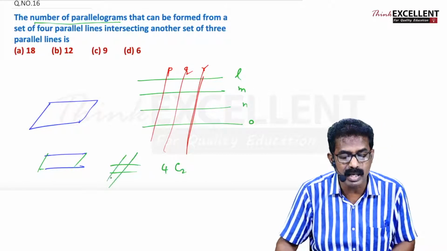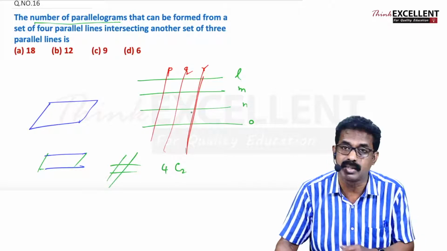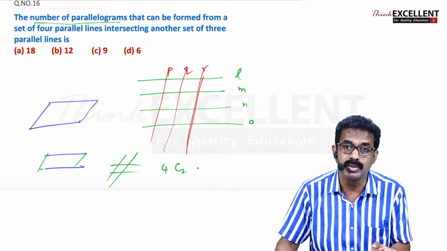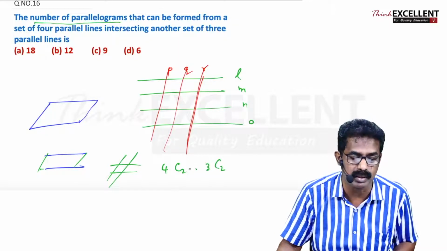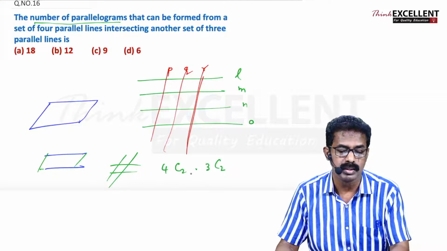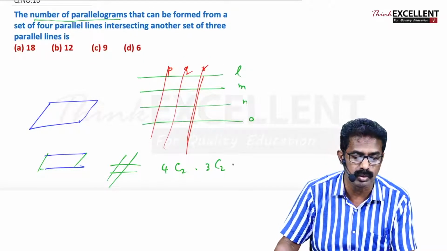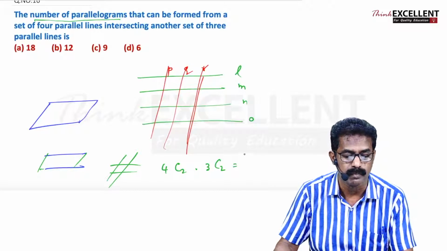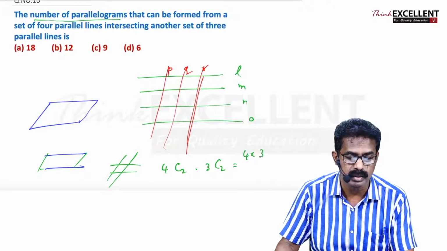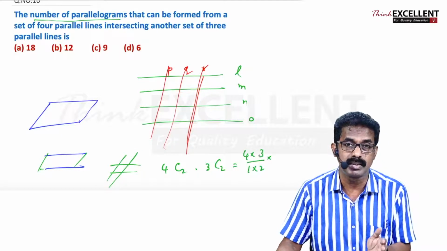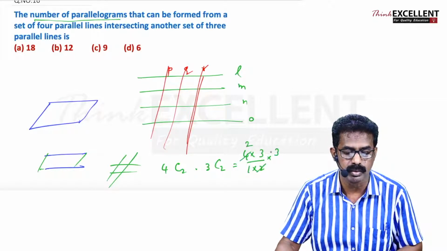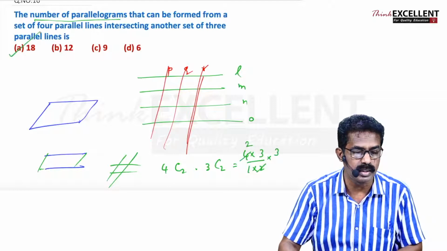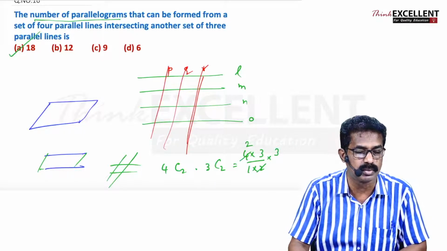Then in this direction I want 2. In that direction how many are there? 3 are there, right? So from that 3 you select any 2. So 3C2. The total number of parallelograms that can be formed is 4C2 into 3C2. You know how to do the calculation, right? 4C2 is 4 into 3 by 1 into 2. 3C2 is the same as 3C1, since 3 minus 2 is 1. 3C1 is 3, right? So 2 twos you cancel. 3 threes are 9, 9 twos are 18. So the correct answer is the first option.